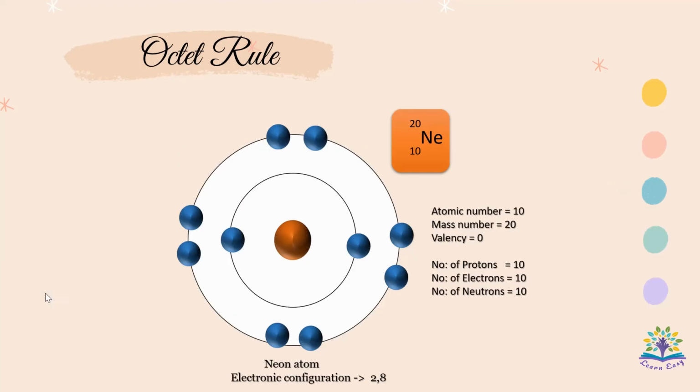The next rule which we are going to see is the octet rule. According to the octet rule, if any shell other than K shell becomes a valence shell, then it has to have 8 electrons to become stable. Let's understand this with the help of neon. Neon has 10 electrons. 2 electrons are placed in the K shell and the remaining 8 electrons are placed in the L shell. Since L shell is a valence shell and has 8 electrons, neon is stable. This explains why neon does not take part in chemical reaction and is a noble gas.